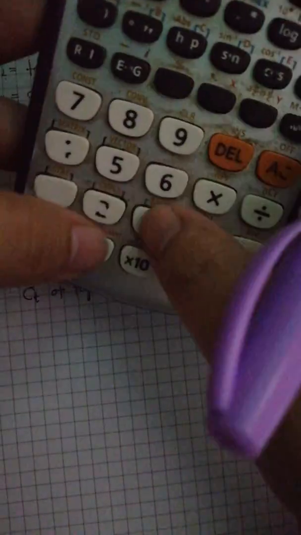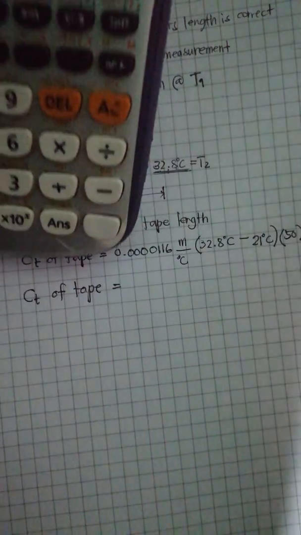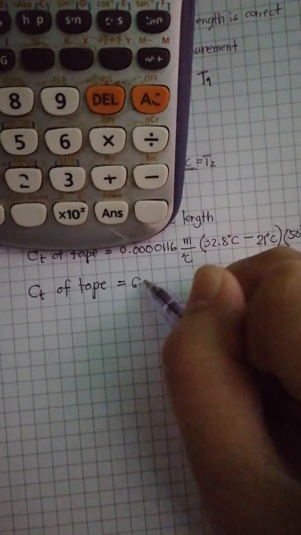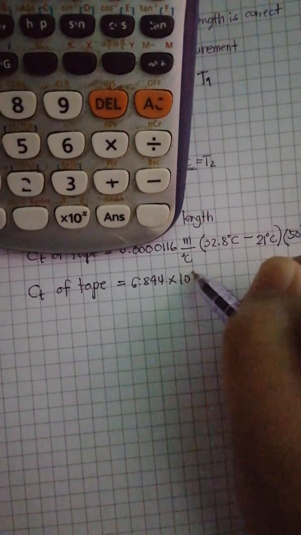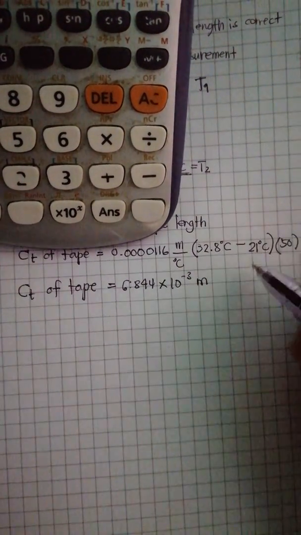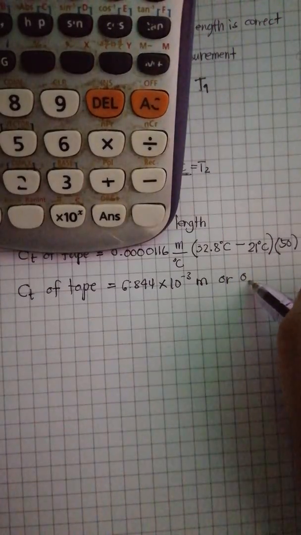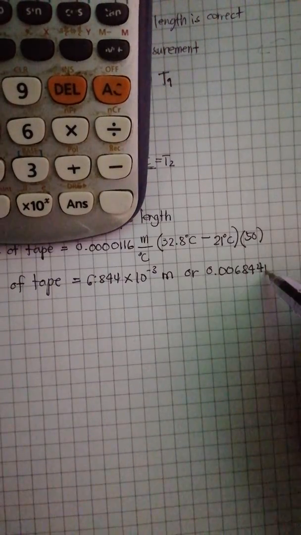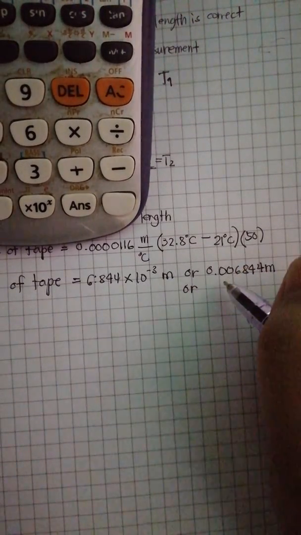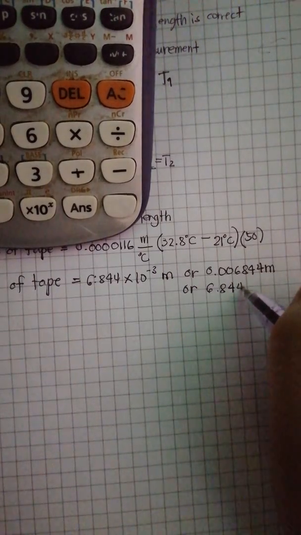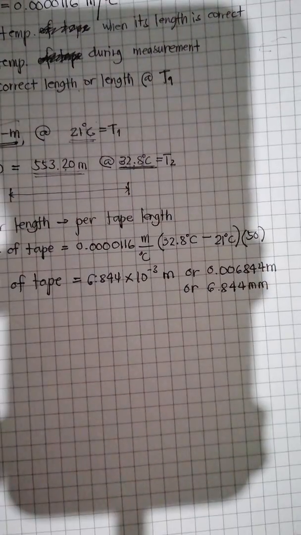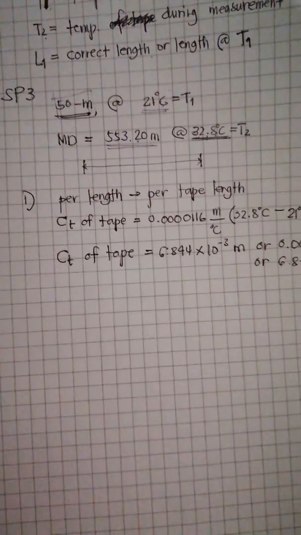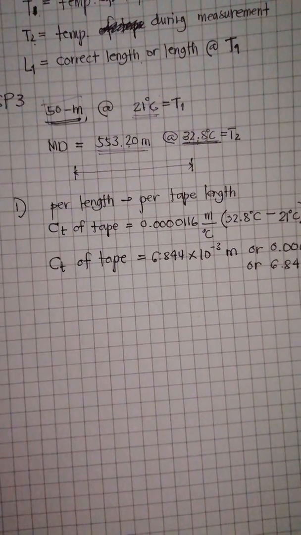So the correction per tape length is 0.0000116 times (32.8 minus 21) times 50. This is 6.844 times 10 raised to negative 3 meters, or 0.006844 meters, or in millimeters, 6.844 millimeters. So that is the error per length of the tape.